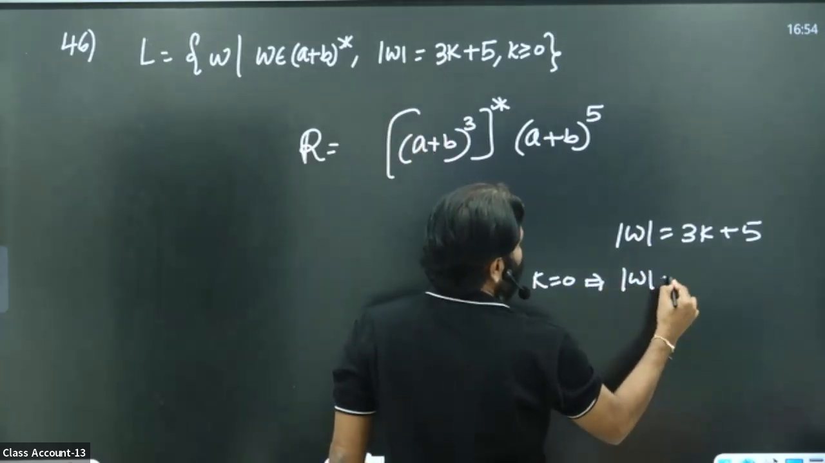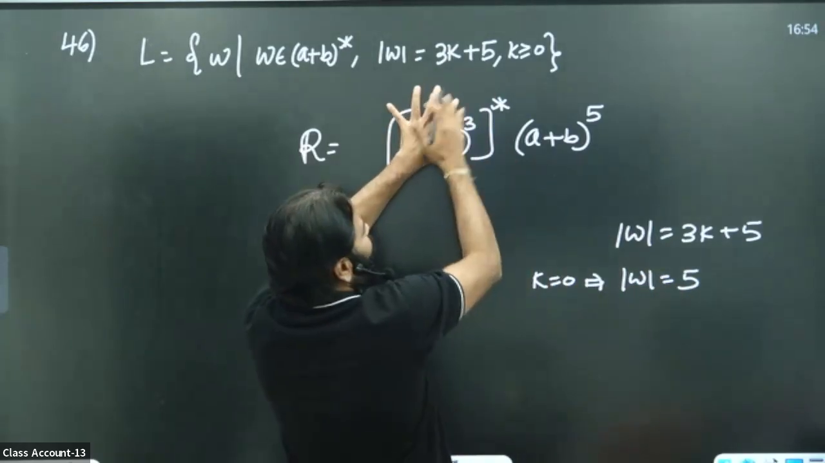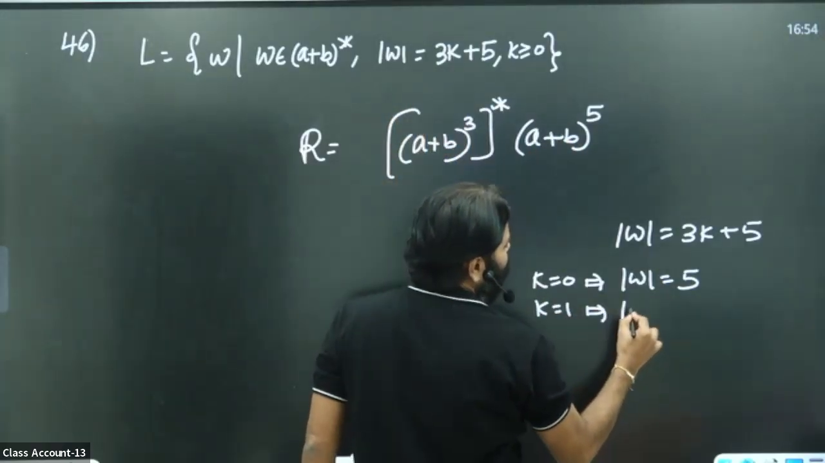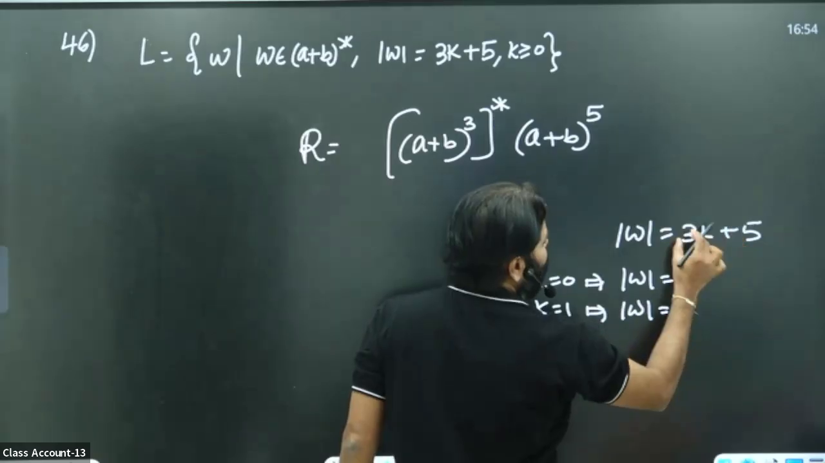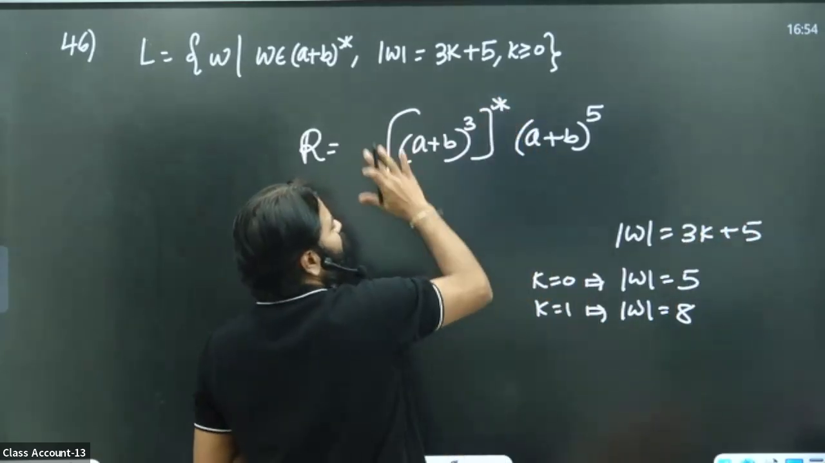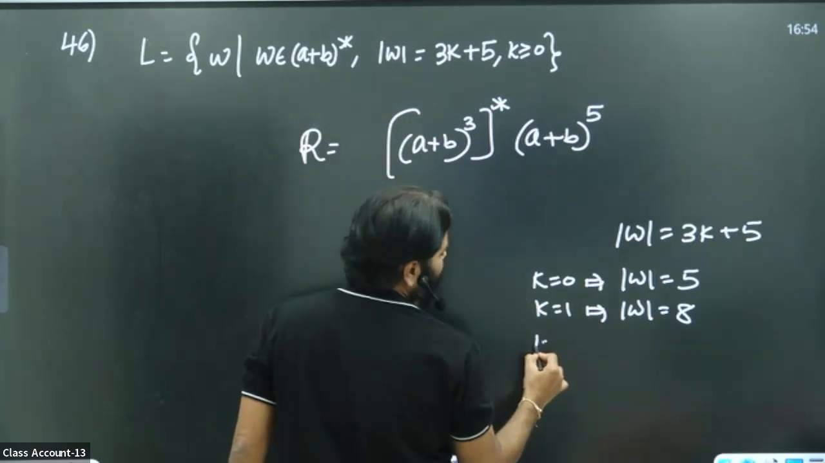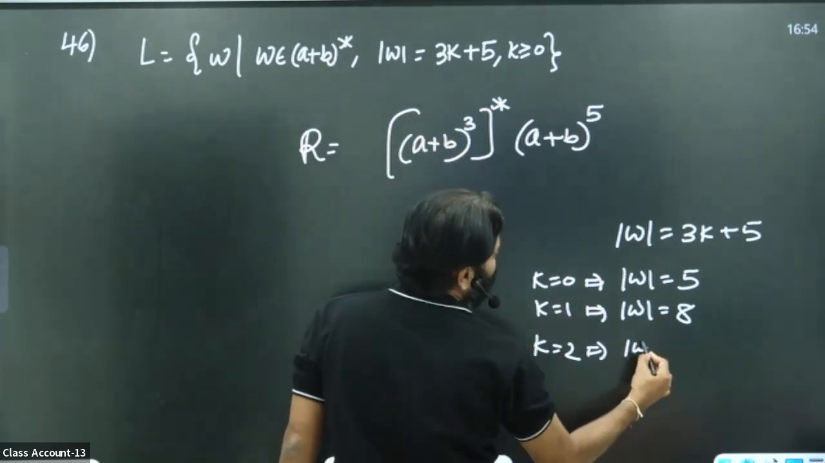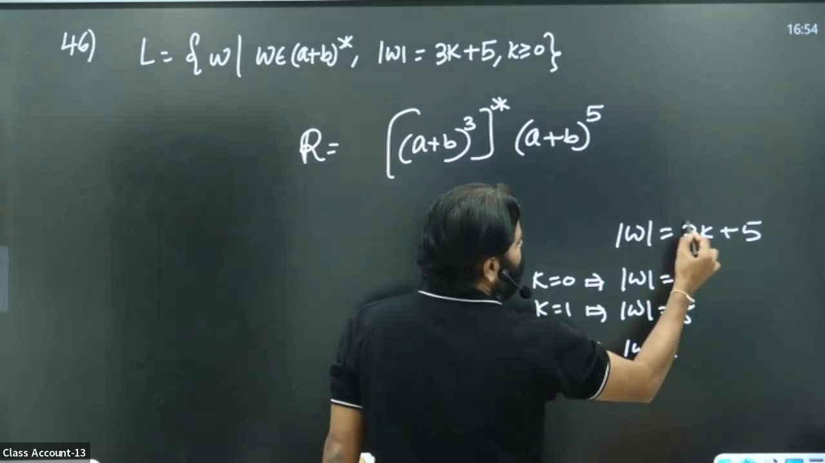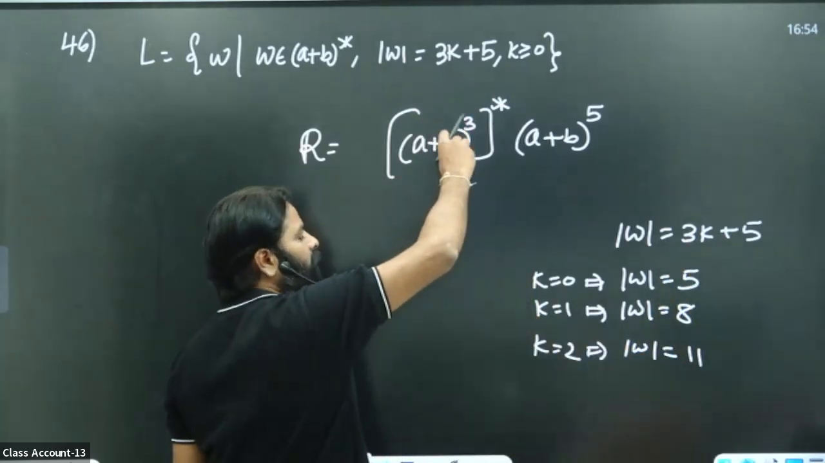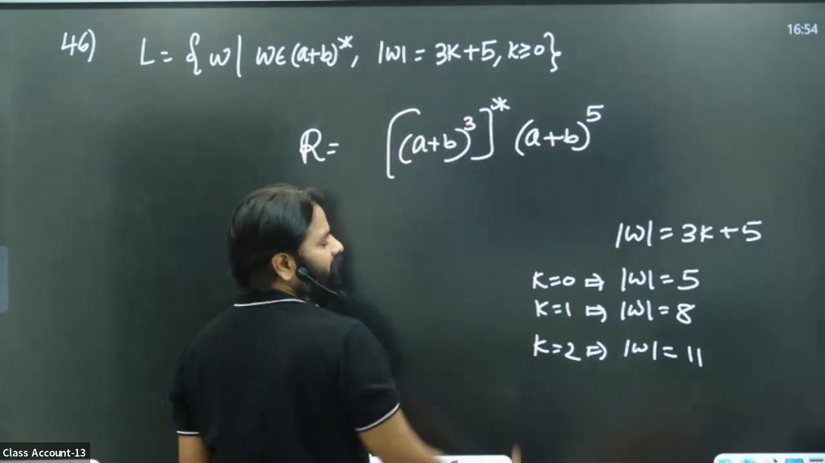Length of the string is 5. If you put a power 0 here, you will get the same length, 5. With k equal to 1, the length of the string is 3 into 1, 3, plus 5, 8. If you put a power 1 here, 3 followed by 5, the length will be 8. Similarly, k equal to 2 means repeating twice. The length of the string will be 3 times 2, 6, plus 5, is 11. Same way, you repeat 3 two times, you will get 6 plus 5 is 11.